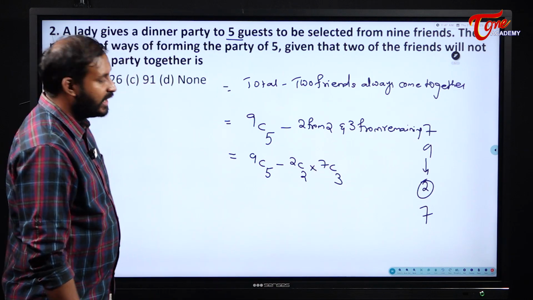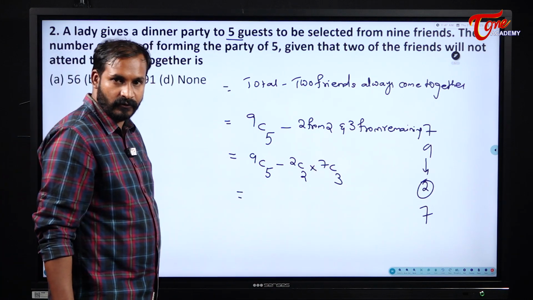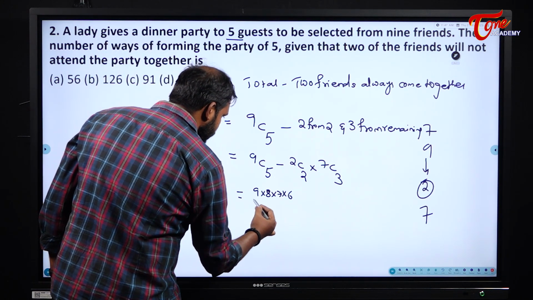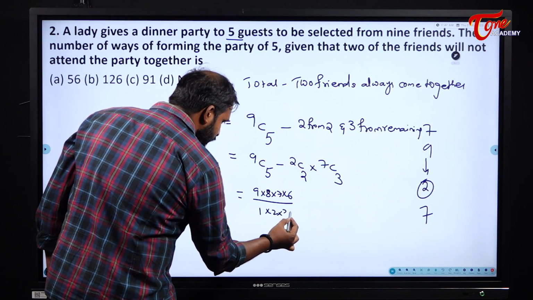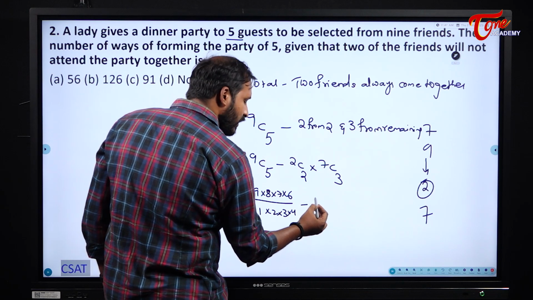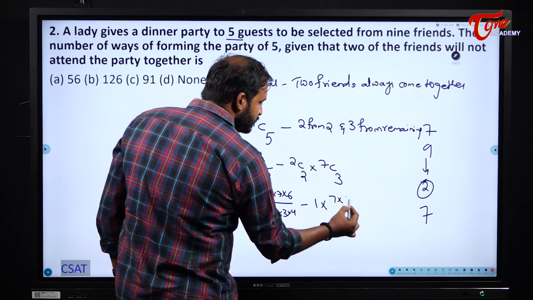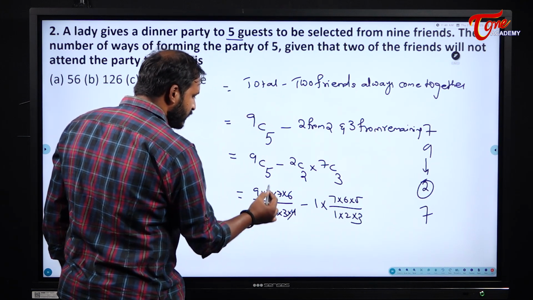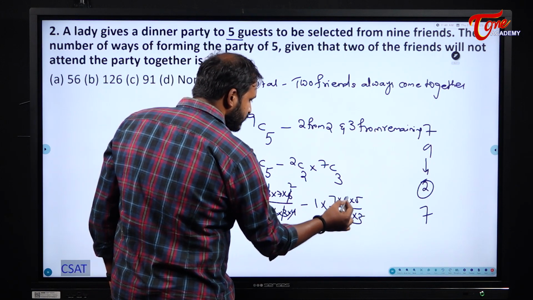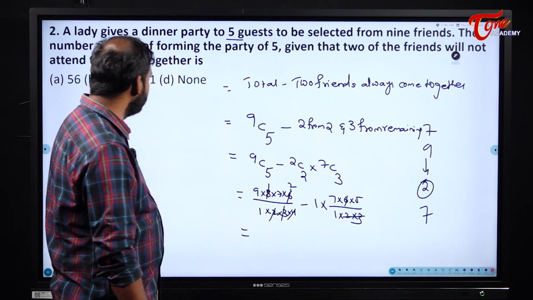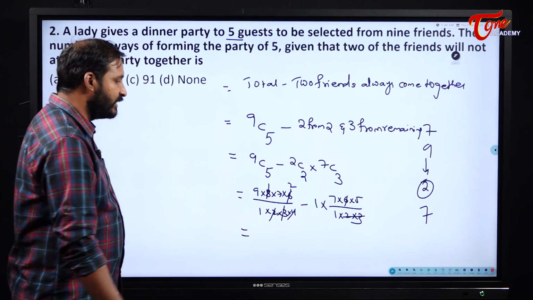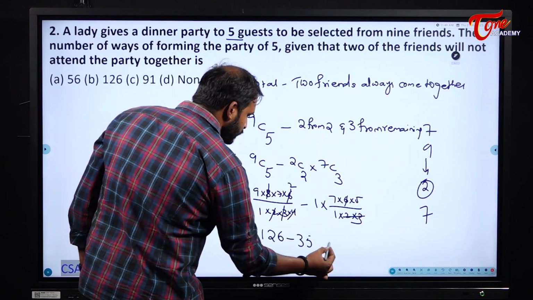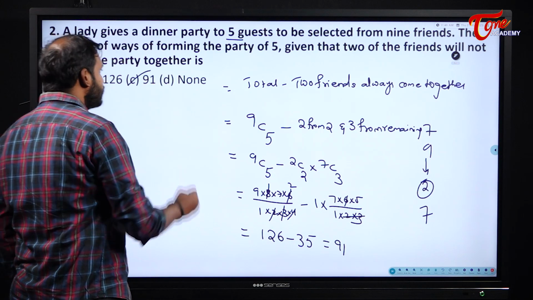2C2 into 7C3. 9C5 is nothing but 9C4. So I can write 9 into 8 into 7 into 6 by 1 into 2 into 3 into 4, minus 2C2 is 1, into 7C3 means 7 into 6 into 5 by 1 into 2 into 3. See here, 2 4s are 8, and 3 2s are 6, so the 6s get cancelled. Now 9 7s are 63, 63 2s are 126, minus 7 5s are 35. So what do you get here? 91. So our answer here is 91.